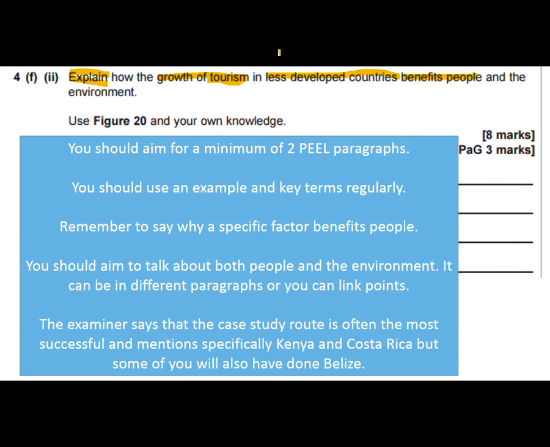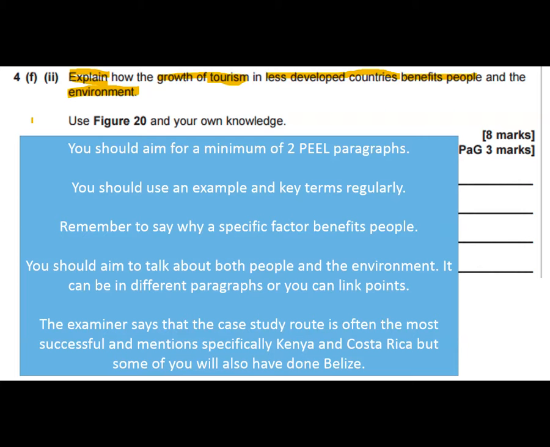You should aim to talk about both people and the environment, because it asks you to talk about people and the environment. It can be in different paragraphs, or it can be in the same paragraph, saying that if people have been helped, therefore it might lead to an improvement in the environment in some way, shape or form.